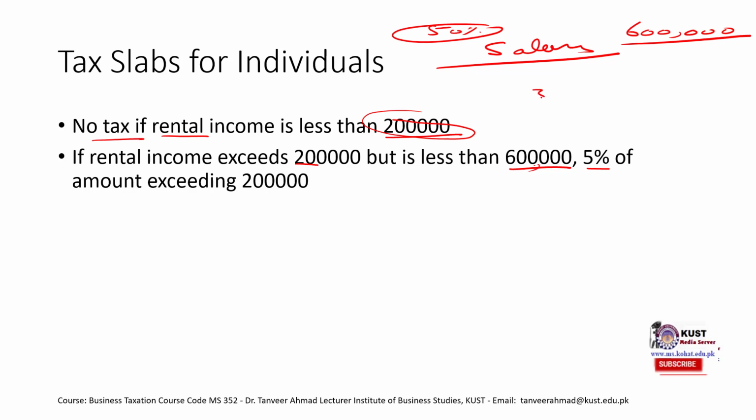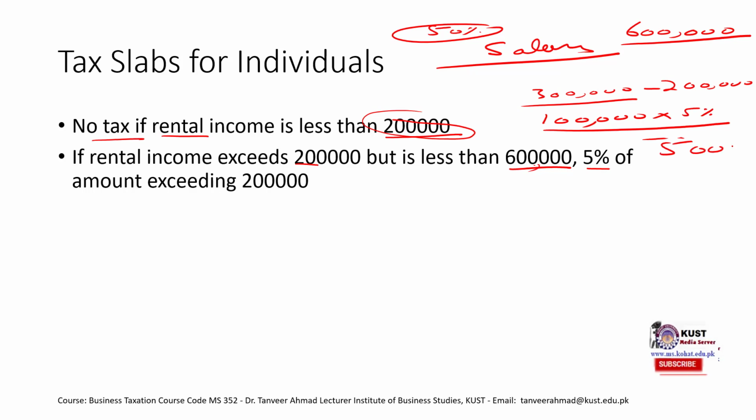So let's just say someone's rental income is 3 lakh rupees per year. Then they wouldn't have to pay tax on this whole 3 lakh rupees. Rather, because 2 lakh is exempted, we would deduct 2 lakh rupees out of this total rental income. We are left with 1 lakh rupees. So we would have to pay taxes on this 1 lakh rupees, and that would be 5%. So 5% of the amount exceeding 2 lakh would become 5,000 rupees.